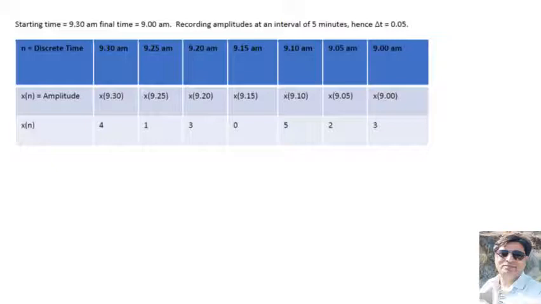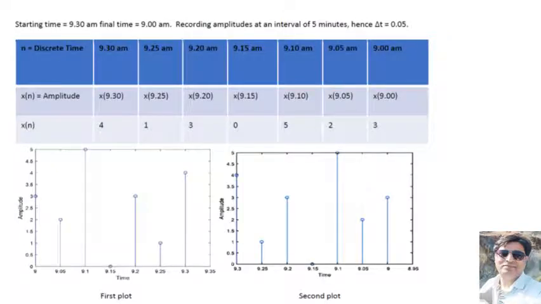tabulated values, we can see that in our first plot we have plotted in our x axis our time values, discrete time values from 9, then 9.05, 9.10, 9.15 till 9.30, and in our y direction we have plotted our amplitude values. Our first value is 3, then 2, then 5, 0, 3, 1, and the last one is 4.